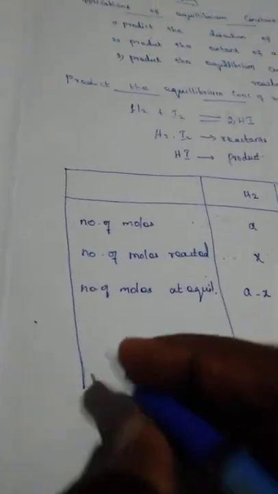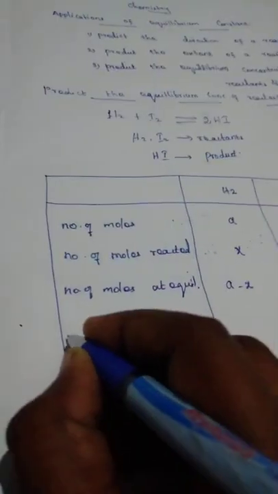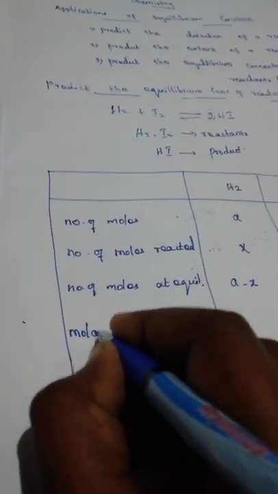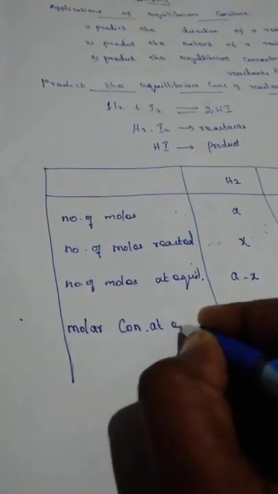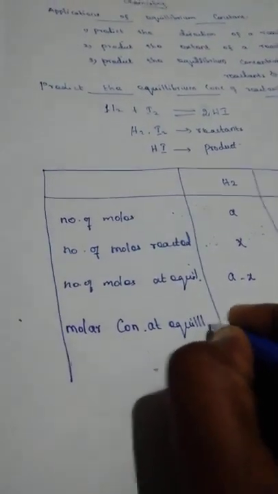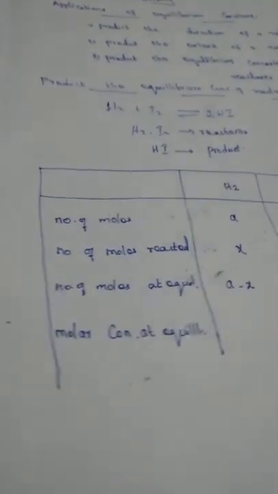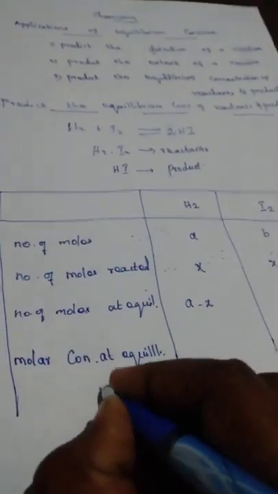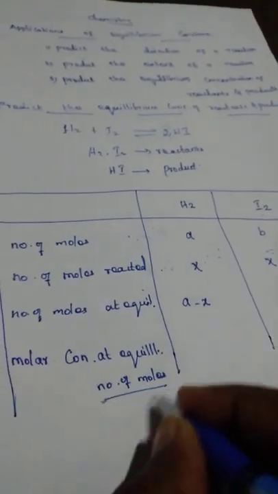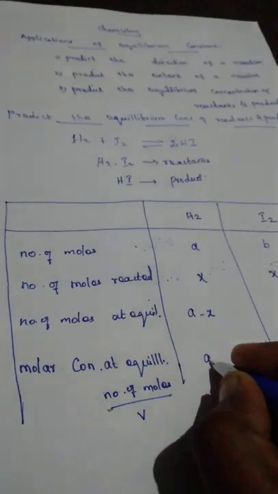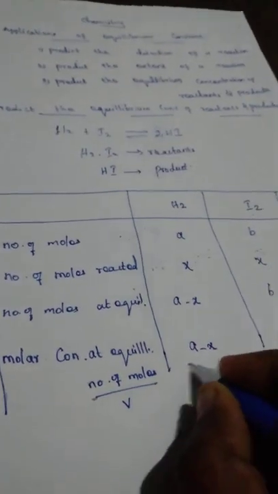Then finally we write one more step: the molar concentration of reactants and products at equilibrium. For this you write the formula number of moles divided by volume. So the formula for hydrogen is A minus X divided by V.